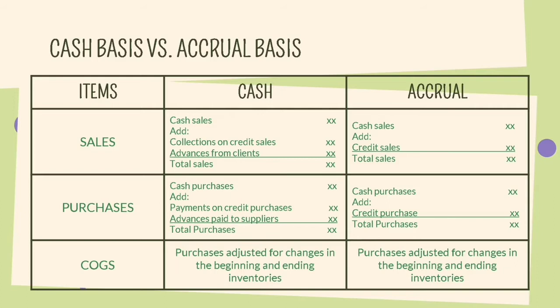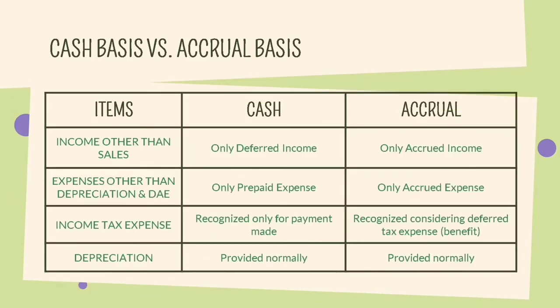Next, cost of goods sold. Cash basis purchases adjusted for change in beginning and ending inventories. Accrual basis purchases adjusted for changes in beginning and in ending inventories.